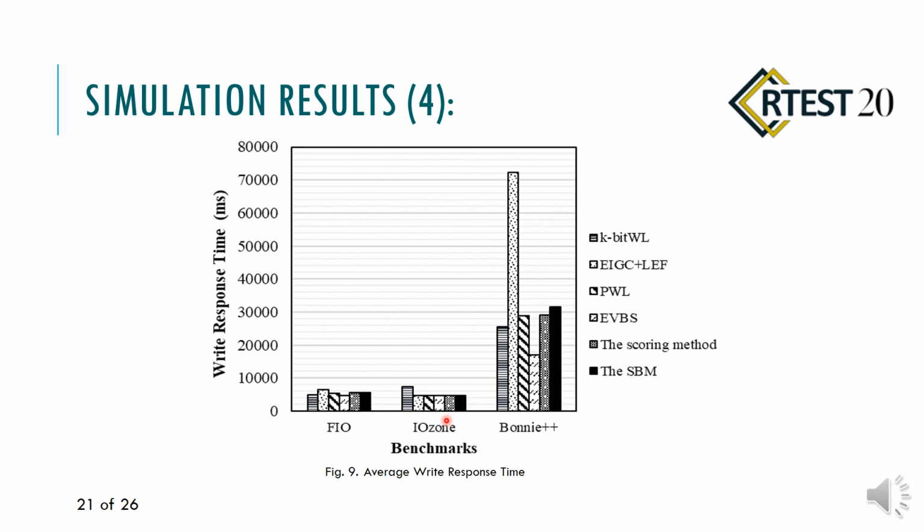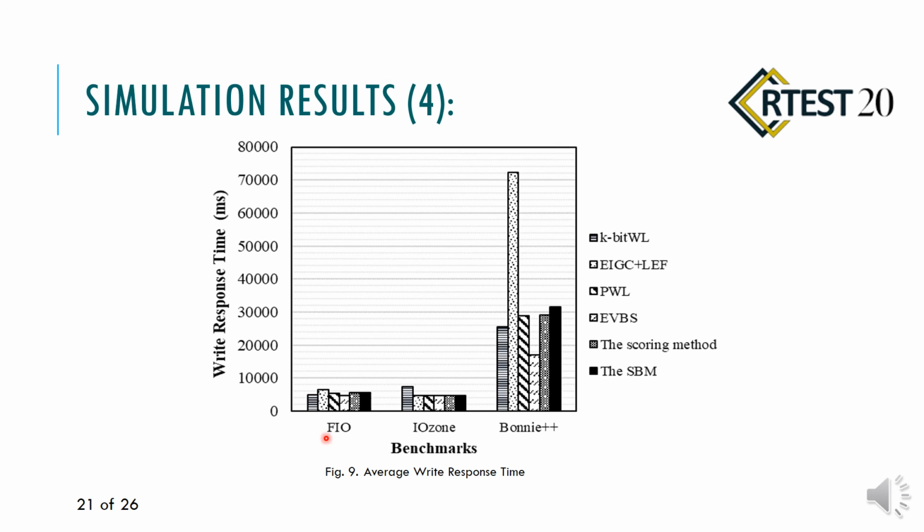IOZone benchmark contains more write requests compared to other benchmarks, so the average is taken over more samples. COVID WL shows the worst performance in IOZone benchmark, and its value is about 36% more than PWL, which is the best method. EIGC, PWL, EVBS, the SPM and its earlier version are virtually at the same level. The SPM method result is about 1.3% more than PWL.